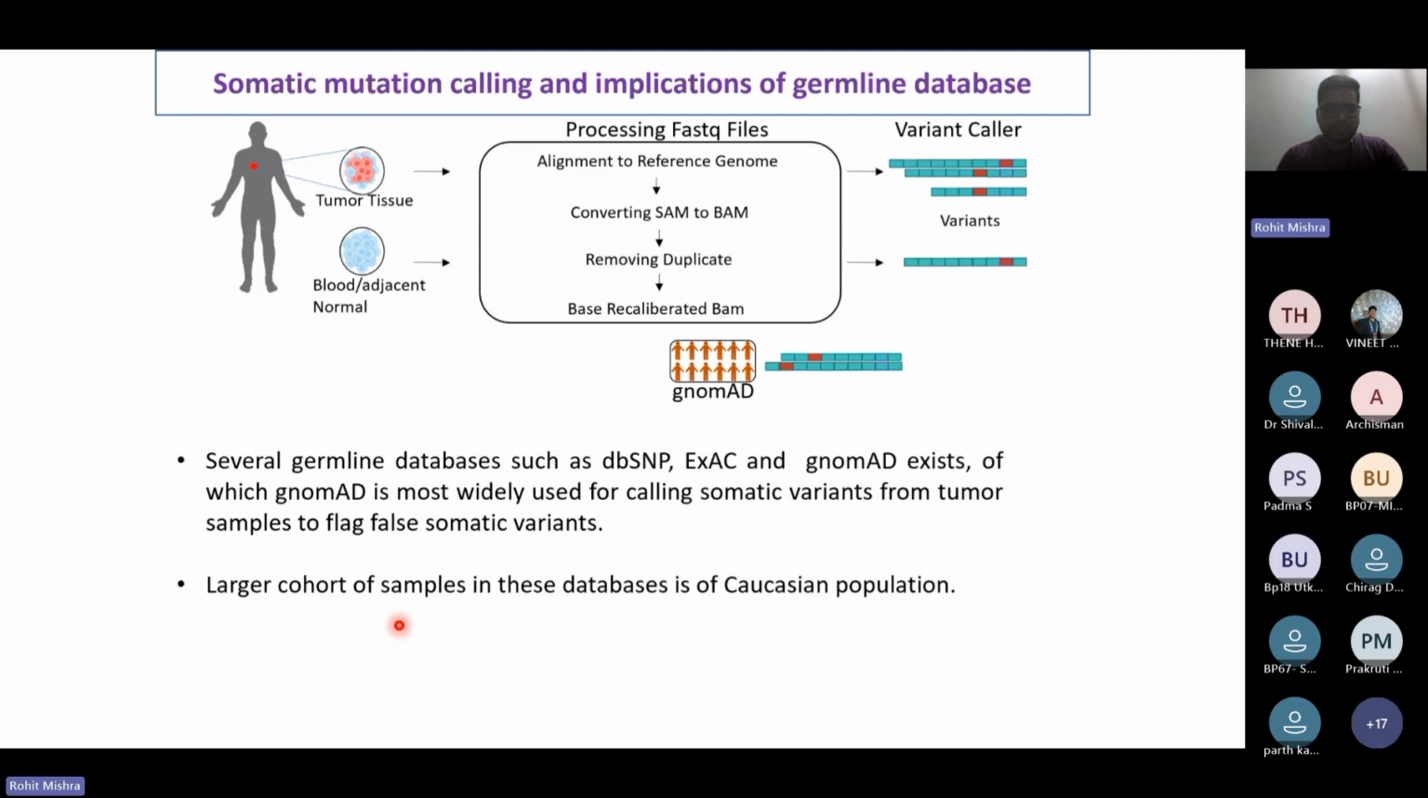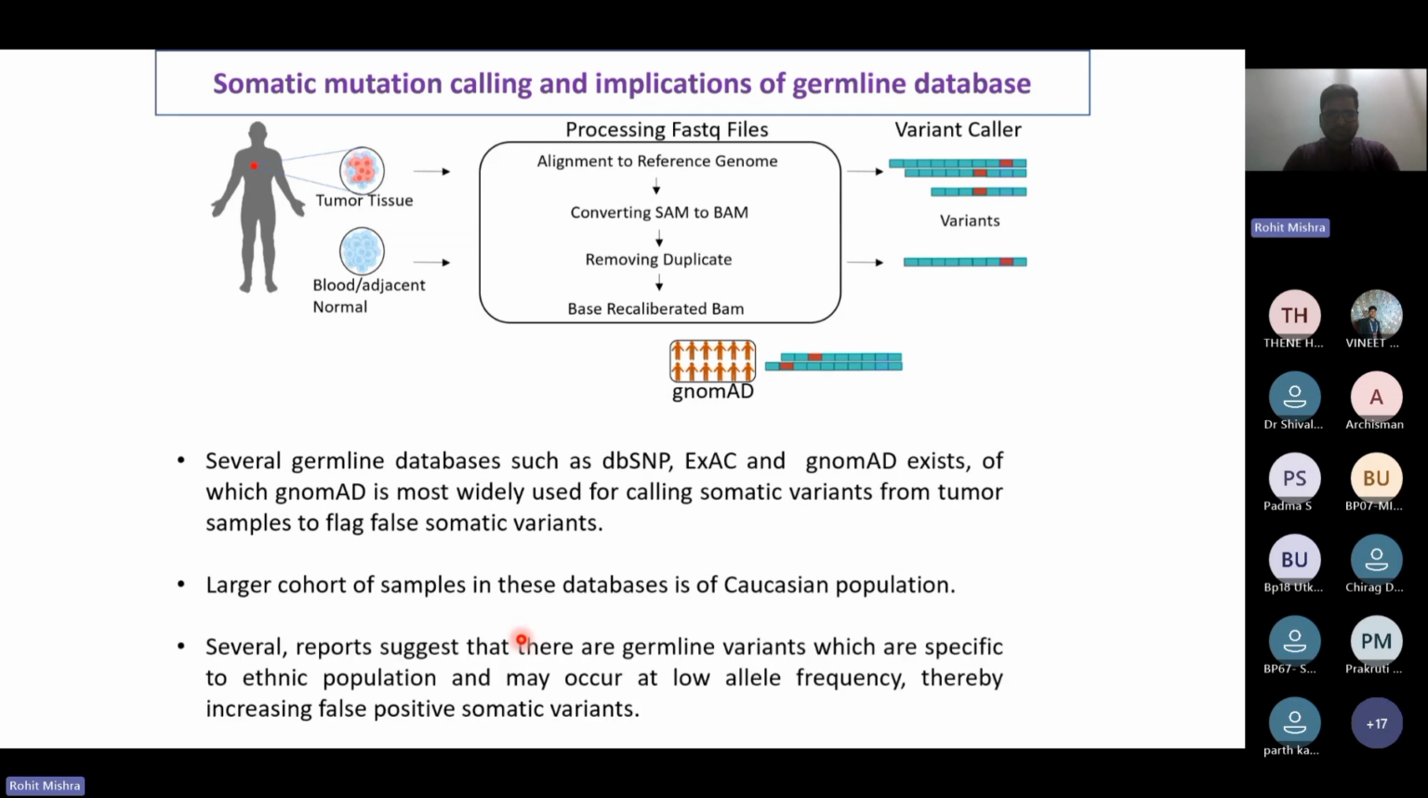And the second thing is, this larger GNOME-AD cohort consists of Caucasian population. So there is a need for ethnic-specific population databases. In India, we see that very little sequencing is performed on normal samples of Indian patients. If that is the case, then there might be certain variants specific to our germline and our population that we cannot get rid of from this somatic list. There are several reports which suggest that there are germline variants specific to ethnic populations, which may occur at very low allele frequency, thereby increasing false positive somatic variants. To eliminate all of these, we have GNOME-AD and several other population databases, so that what we have in the end is the somatic variant call list.